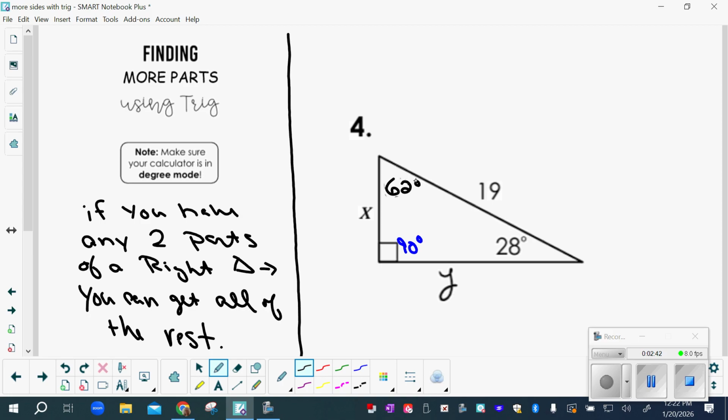From here on out, on this problem, you get to make a decision of where you want to put SOHCAHTOA. SOHCAHTOA can go here at 28. Remember what I said? Or it can go here at 62. It doesn't matter. It's now up to you. Do not put SOHCAHTOA in the fire. He will burn. Don't put him here.